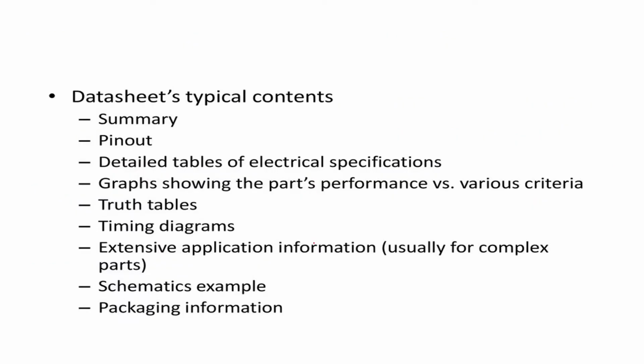Now, what are the important things which data sheets contain? Number one is the summary. Number two is the pinout diagram for your chip, if there is one. Number three is detailed tables of electrical specifications in terms of voltage, current, and power. Number four is graphs showing performance versus various criteria. Number five is truth tables. Number six is timing diagrams, showing which operation is taking what timing.